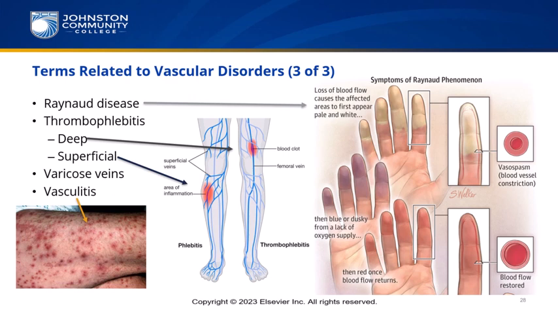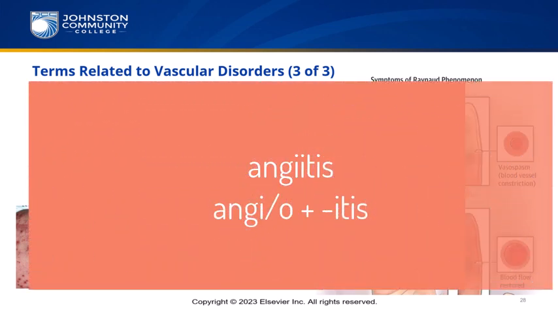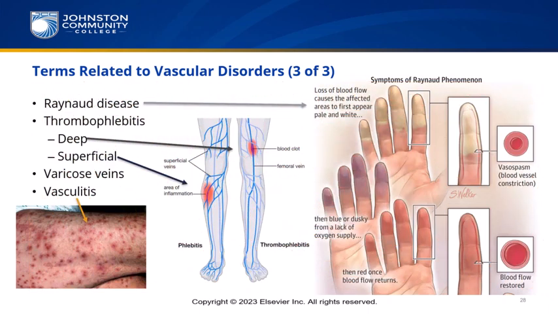Let me explain angiitis real quick, because when you look at it, it's A-N-G-I-I-T-I-S. Now, if we had our combining form, it would be angio. But remember, itis starts with a vowel, so we don't need the O. We drop the O. That's why we have two I's together instead of just dropping another letter. So angiitis is how it would be pronounced.